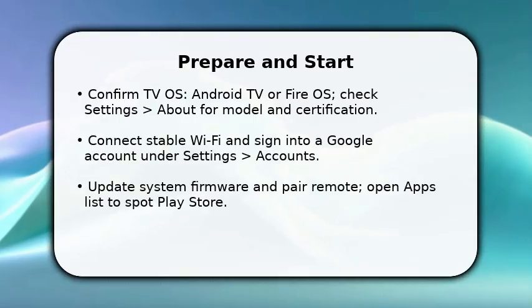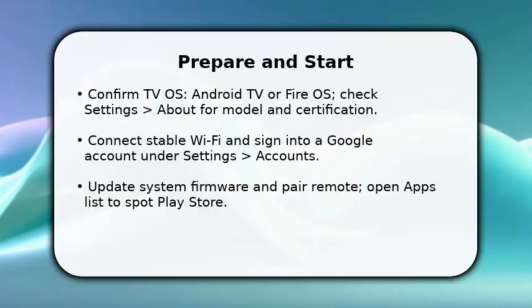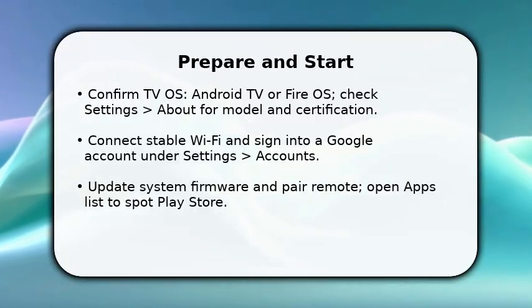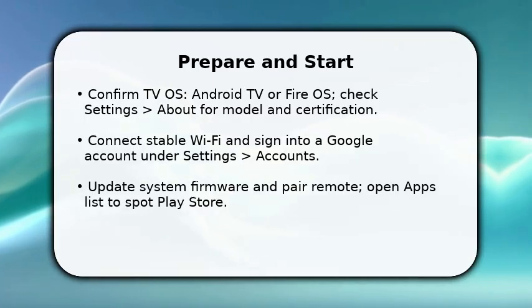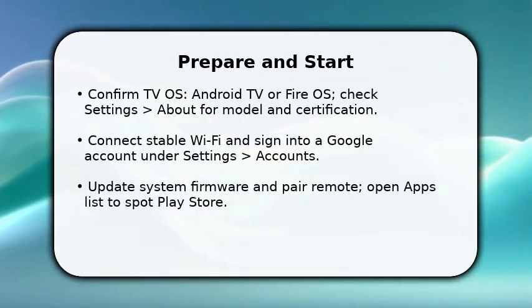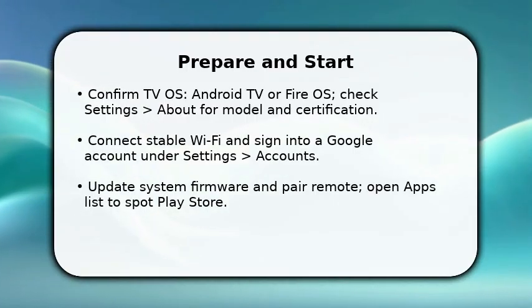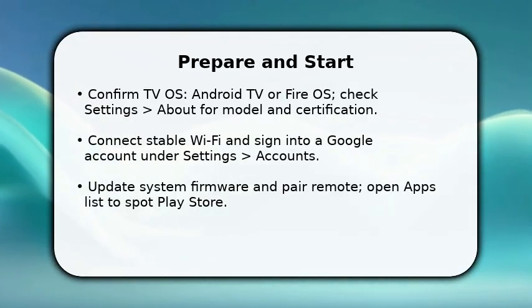You begin by verifying the TV is compatible. Check settings about to confirm Android TV or Fire OS and certification. Once done, connect a reliable Wi-Fi network and sign into your Google account under Settings account so services can sync. Make sure the system firmware is up to date and the remote is paired.